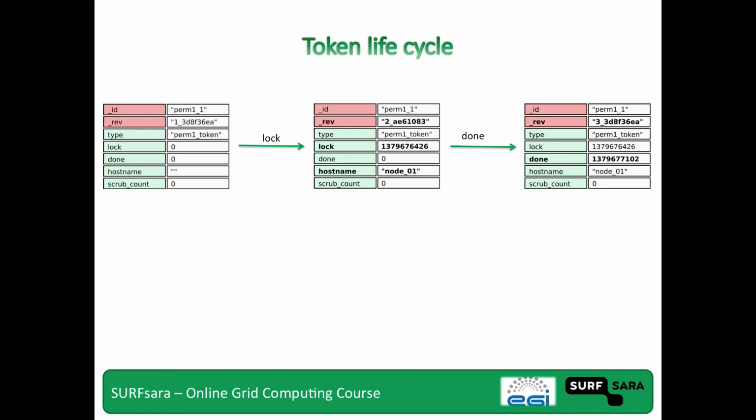So what happens when a job cannot complete? So what you need to do then is to remove some of the things that we've already said and up the scrub count. So here a job has failed and a user, for example, decides to scrub the token and make it available for retrieval once again.